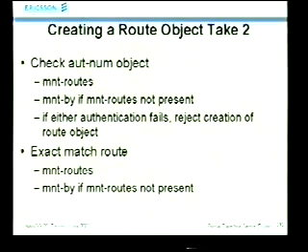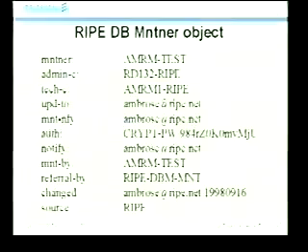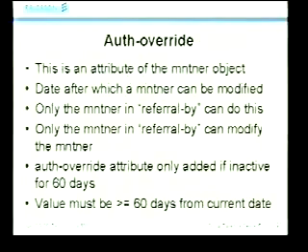Supposing this checks out. Yep, referral-by. This is the top level root maintainer object. Auth-override. This is an attribute of a maintainer object. It's the date after which a maintainer can be modified. Only the maintainer in referral-by can do this. Only the maintainer in referral-by can modify the maintainer.